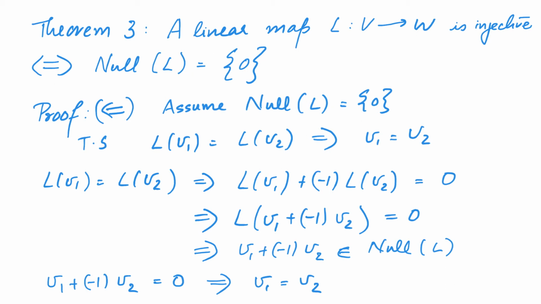Thus, we have proved that under the assumption null of L is equal to the singleton set 0, L of v1 is equal to L of v2 implies that v1 is equal to v2. In other words, L is injective. Therefore, we have proved that null of L is equal to singleton set 0 implies that L is injective. And this completes the proof.